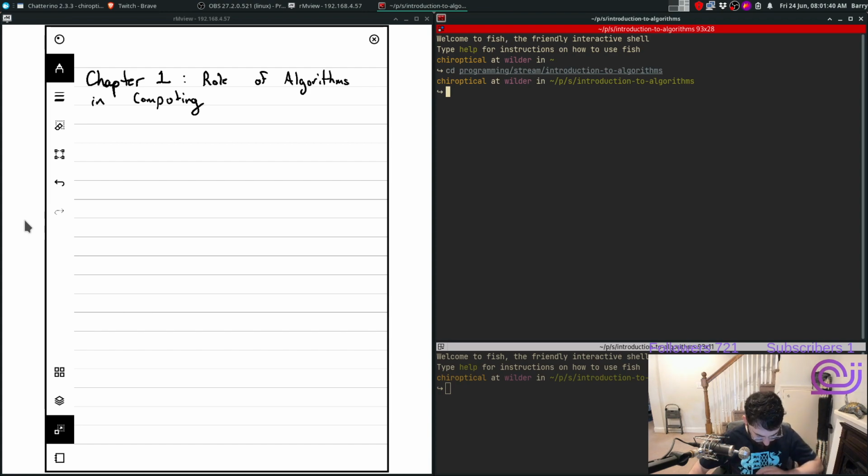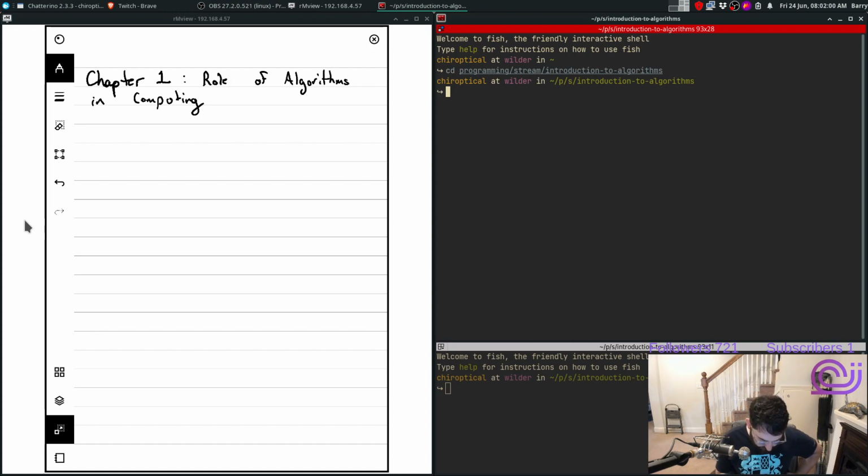Okay, cool. The first chapters of these books are always pretty boring from a coding standpoint. It's mostly just going to be me writing and reading. So sorry, that's just how the first chapter always goes.